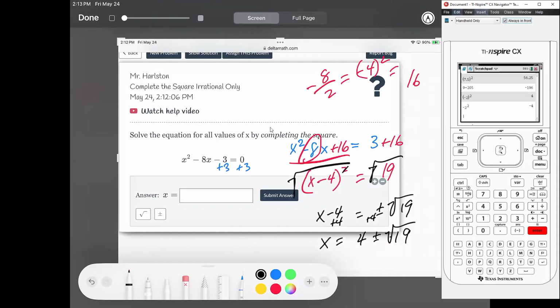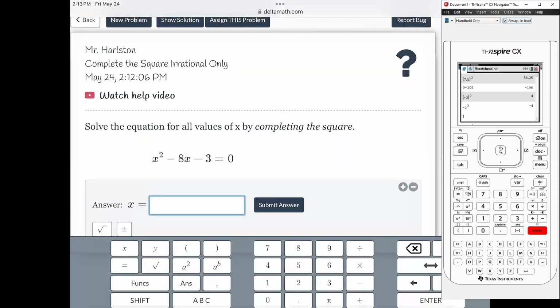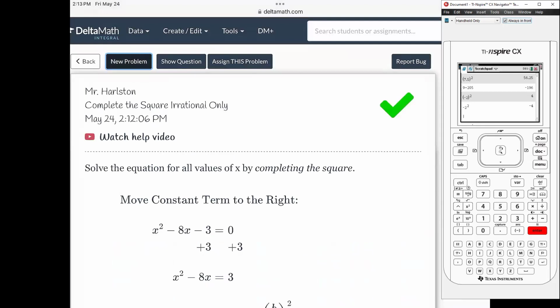And that's what I'm going to put in here. So I can delete this. And I'm going to put in 4 plus or minus the square root of 19. Submit it. And it says wonderful.